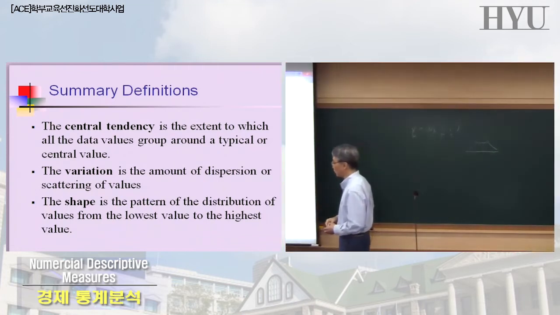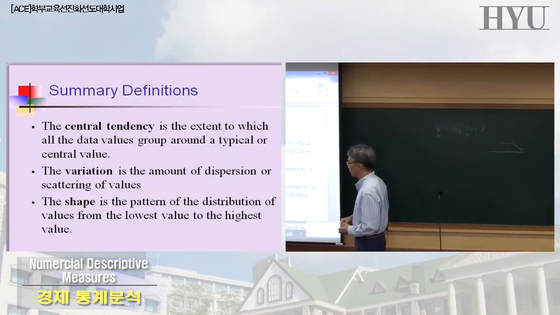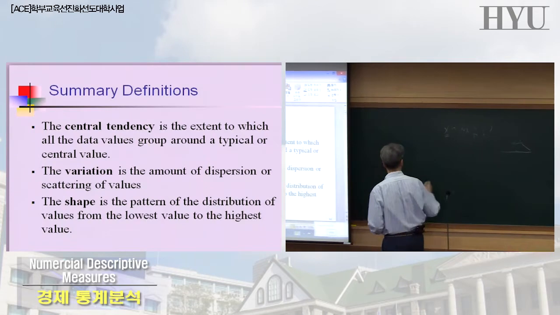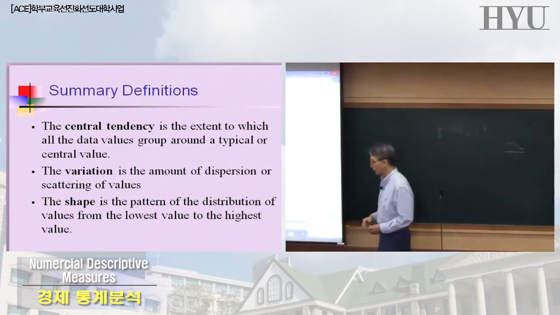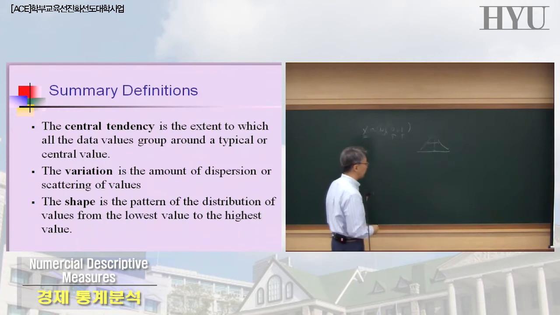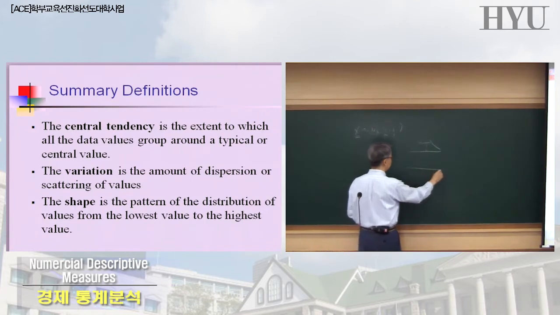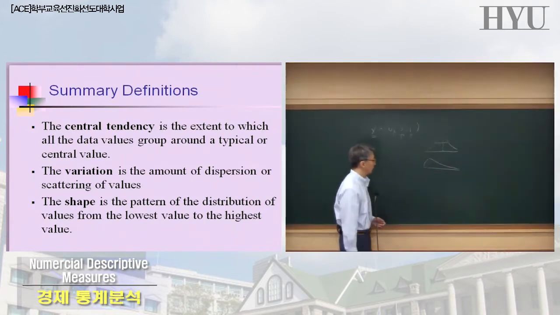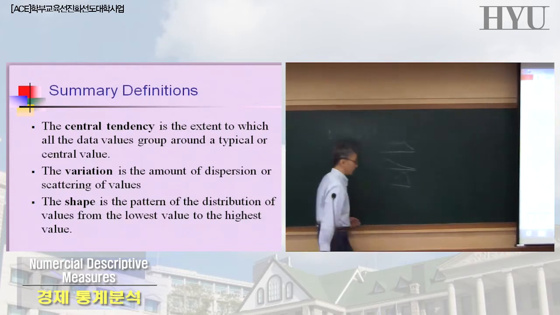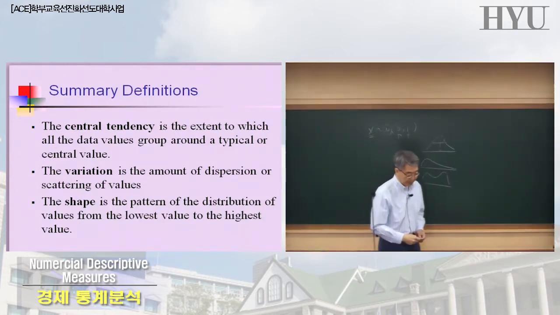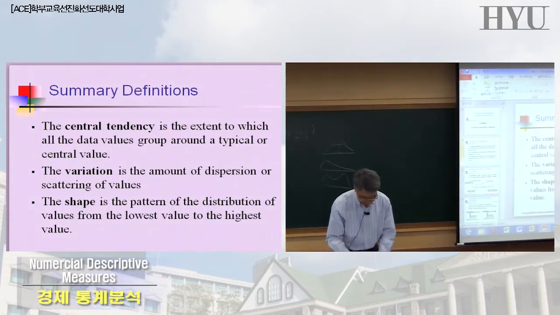So central tendency is the extent to which the data value groups around a typical or central value. The variation is the amount of dispersion or scattering of values, how widely the data points are scattered. And finally, the shape. This is what we call normal distribution, nice looking distribution, but in reality, when you have any random variable, it doesn't have to have this nice, normal distribution. You can have some asymmetric distribution, or you can even have some weird shape distribution. There can be all kinds of cases. All right, so in this chapter we're going to talk about these concepts.